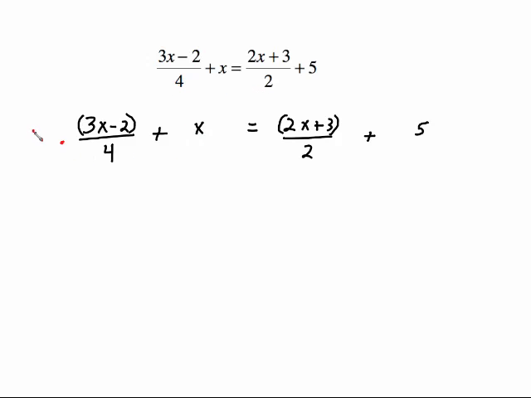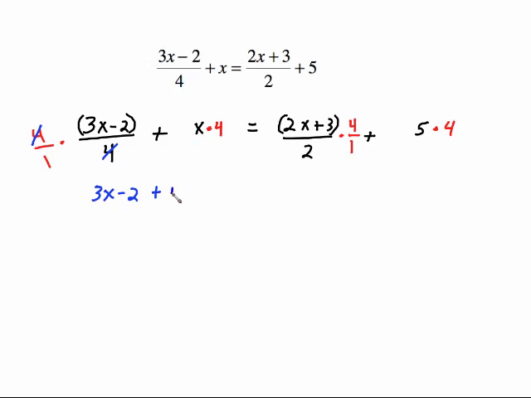So I'm going to multiply this term by 4. Multiply this by 4. Even though there's no fraction here, I must multiply everything in the equation by the same number. Multiply this by 4 over 1, and multiply this by 4. Over here, the 4's are going to cancel. So 4 cancels with 4. All I'm left with is 3x minus 2. I'm taking it out of parentheses because there's no reason for them anymore.